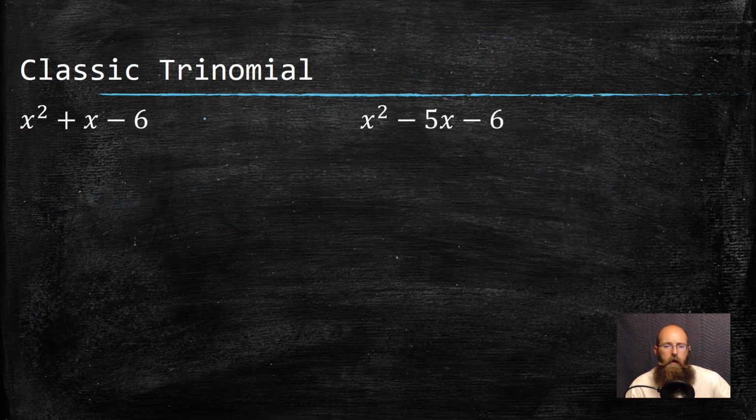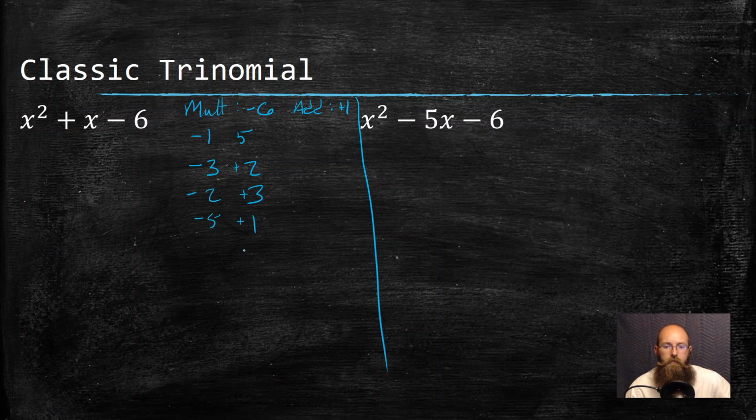So this one, again, what multiplies to get me a -6 and adds to get me a 1? Multiplies to get a -6, adds to get a +1. Multiplies to get -6, let's see, -1 and +5, -3 and +2, or a -2 and a +3, or a -5 and a +1. Oh, sorry, not 5s, 6s. Those have to be 6s in order to multiply.